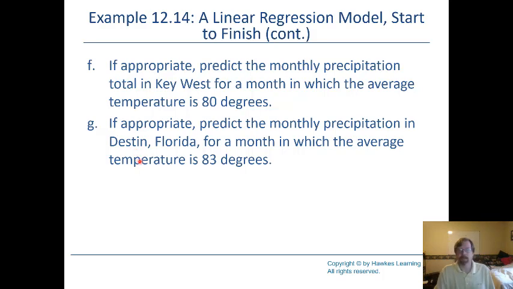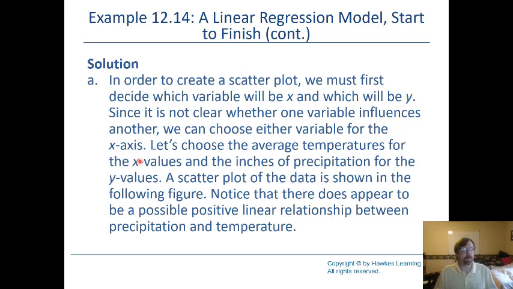Okay, so we need to start with first what is going to be our X variable and what is going to be our Y variable. It's not clear which influences another. We could choose either. In this case, based on the other questions you're answering, let's go ahead and use temperature for X because they're asking you to predict precipitation given a temperature, and that's the form of the equation that's going to be useful. Using temperature for X is going to give us an equation that's useful for the predictions they're asking us to do.